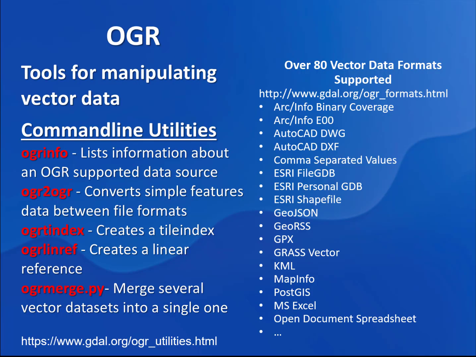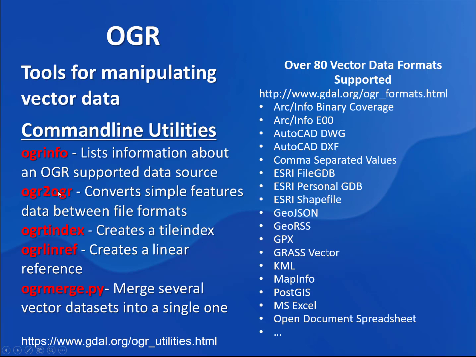OGR is the library for manipulating vector data, and it comes with these command line utilities, which are tools that you can use in a command line environment or a programmatic environment to do things to vector data. OGR info is a command that you can type in against a shapefile, for example, to get information about that shapefile: the geometry, the projection, the number of features. So, for example, when you open up layer properties for a layer in QGIS and you go to the information tab, that's basically using the output of OGR info.